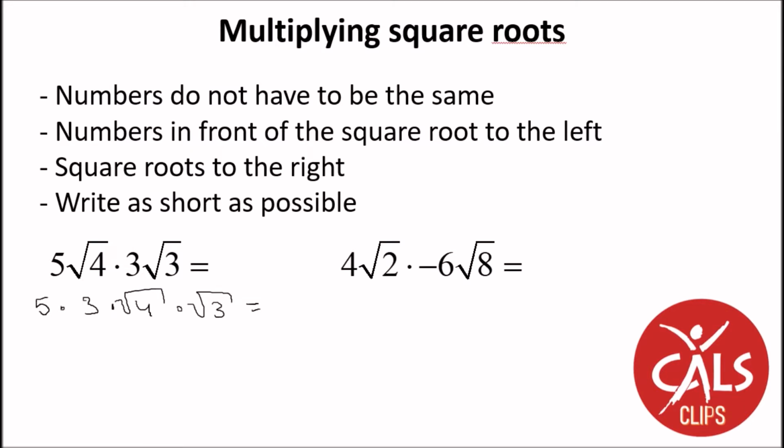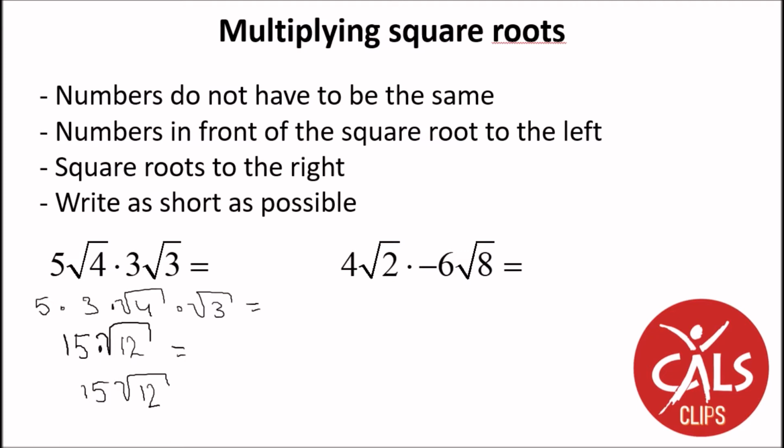So I know 5 times 3 is 15, and we just learned that we can multiply 4 by 3, and then we get the square root of 12. So that would be 15 times the square root of 12, and of course, as you know, we can leave out the multiplication sign. So it will be 15 times the square root of 12.